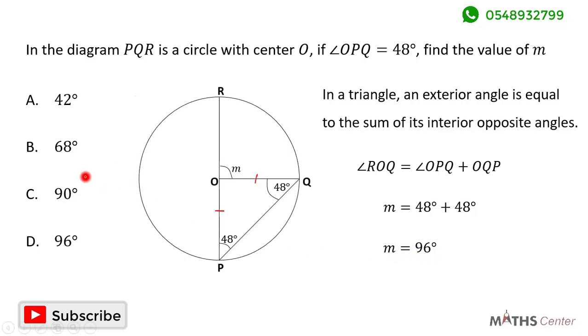When we look through the options we have, we can see that the correct option is D, 96 degrees.